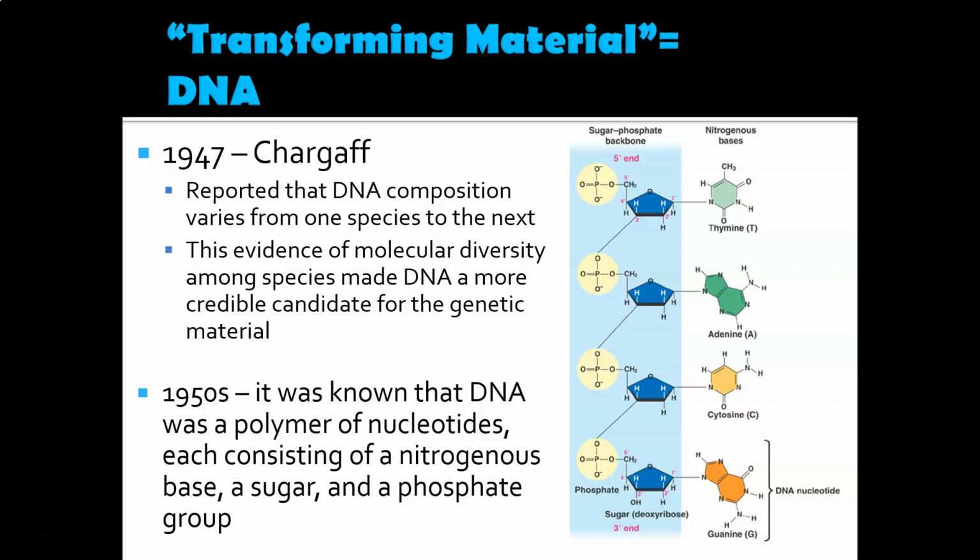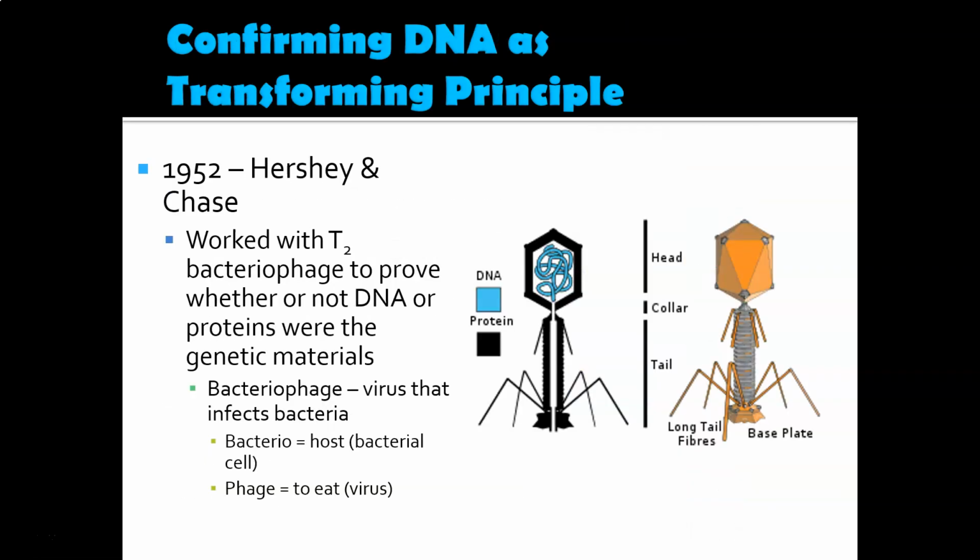By the 1950s, we know that DNA is a polymer of nucleotides. We know that each nucleotide consists of a nitrogenous base, a sugar, and a phosphate. Add that to what we now know from Chargaff and the proportions of those bases, and they start to give us some more information. It's going to take until 1953 before an experiment finally comes on the scene that shuts the door on this and confirms that DNA is in fact the transforming material.